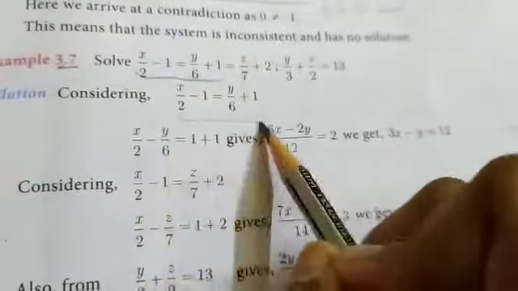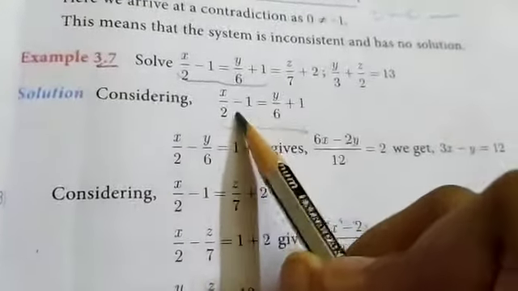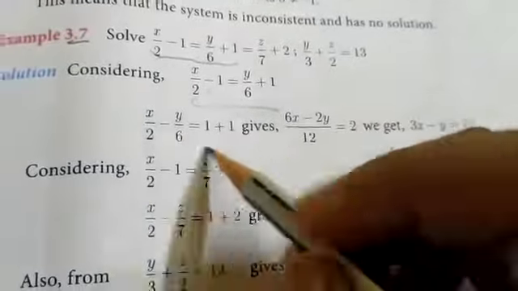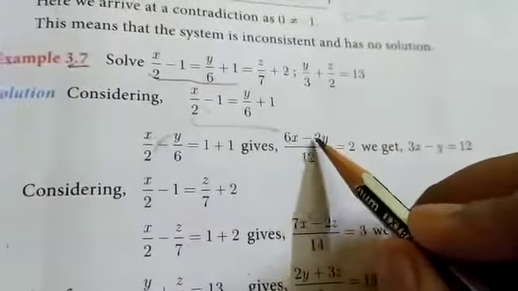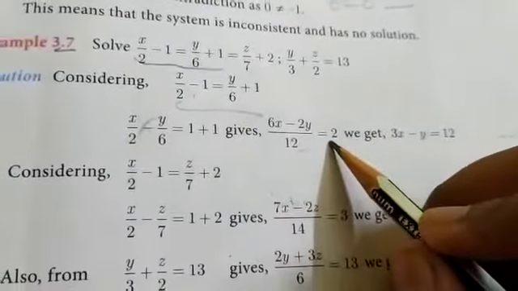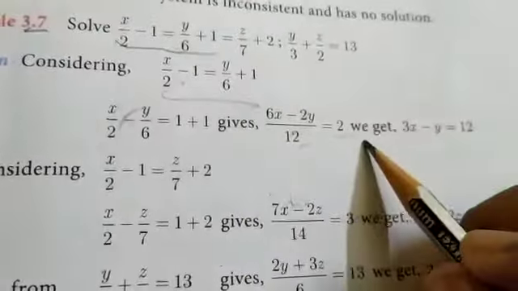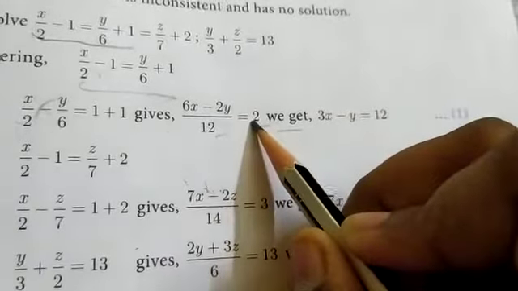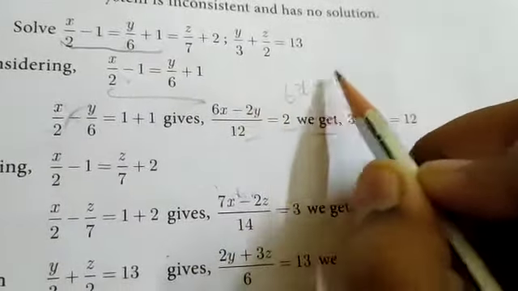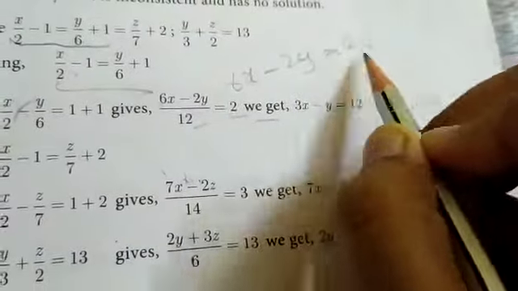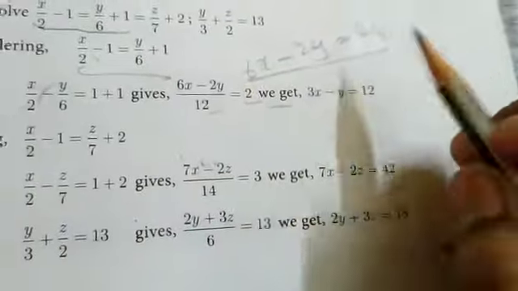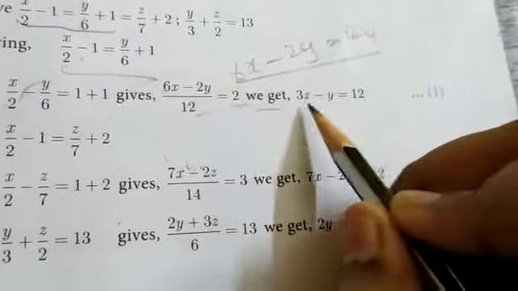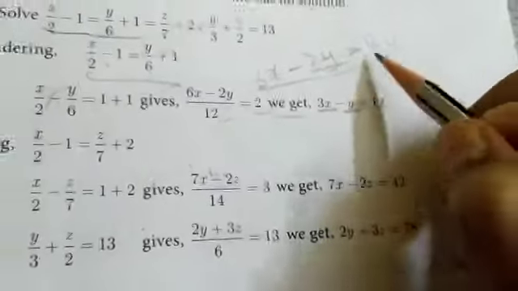So considering this, you will get x by 2. Bring this y by 6 to this side, which is equal to bringing this one to this side. So 1 plus 1 gives, just cross multiply, you will get 6x minus 2y by 12, which is equal to 2, because 1 plus 1 we get. When you bring this side, you will get 24. So 6x minus 2y equal to 24. This all comes in the 2 table, so you can divide it by 2. You will get 3x minus y equal to 12. Okay, this is equation number 1.